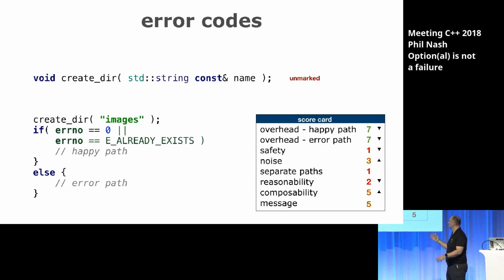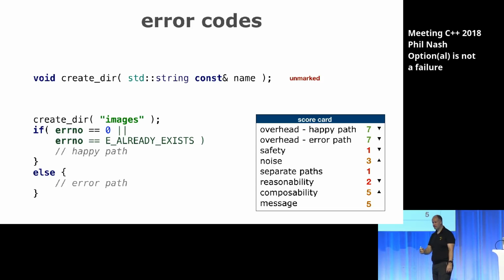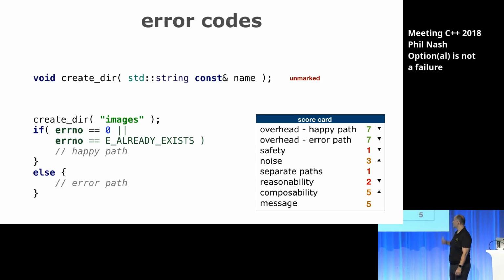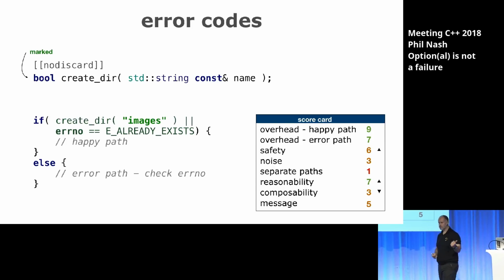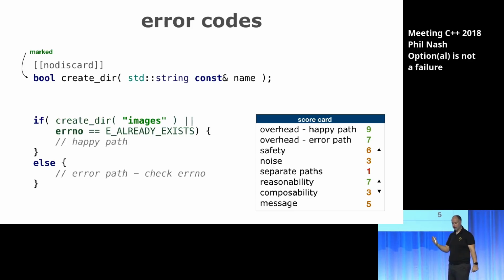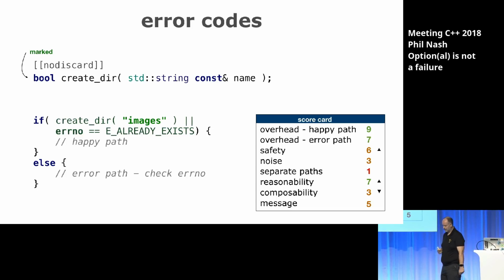Not as noisy, though, because we've cleaned the function signature up a bit, at least. But it's harder to reason about, again, because it's unmarked propagation. And composability is fine, I suppose. Again, we can mix things together. We can mix a Boolean return with the global error code. We see this a lot, actually. And that gives us better safety. Again, we've got no discard again. Better reasonability, but composability suffers.